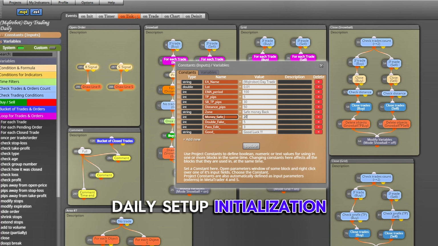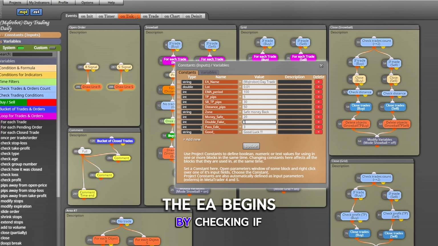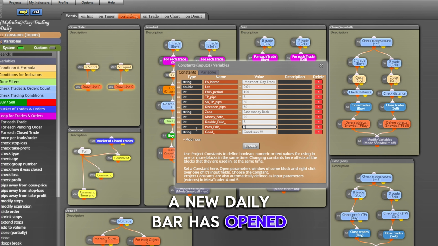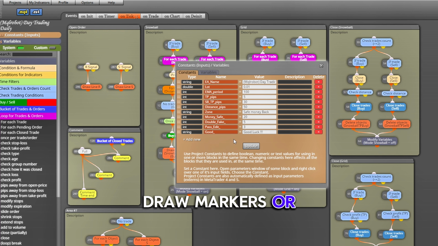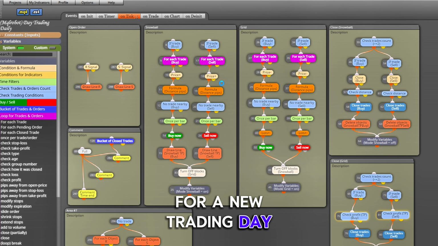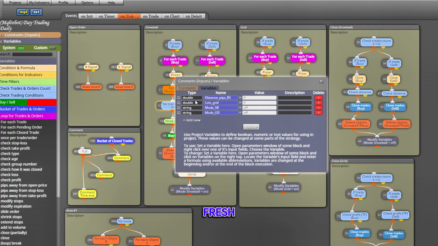Let's break down the EA's key components. Daily setup, initialization. The EA begins by checking if a new daily bar has opened. This helps reset internal variables, draw markers, or prepare the EA for a new trading day. This ensures that every day starts fresh with a consistent trading setup.